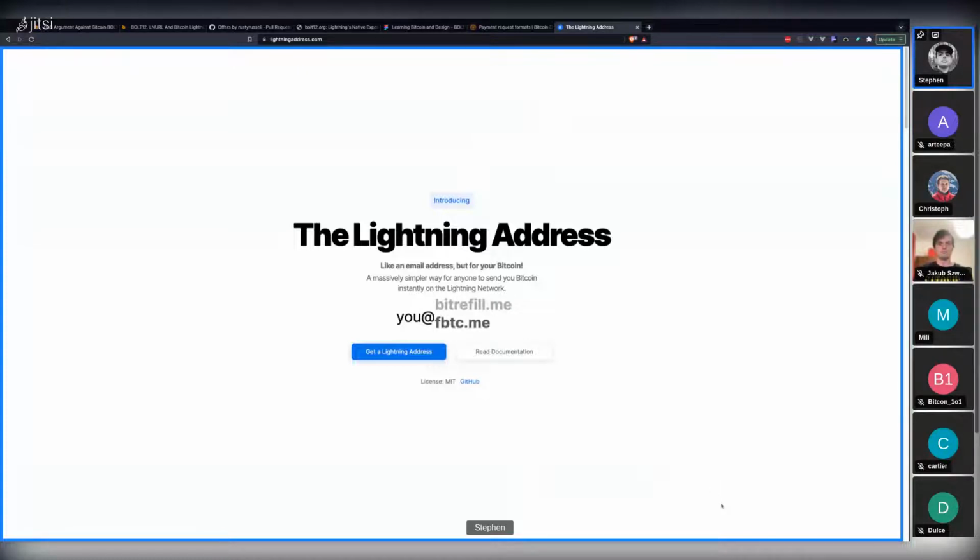I think it's kind of too early. All this is, is the same mechanism as Lightning Address, where you just have a file on a server somewhere, and that tells you basically what Lightning node to talk to and how to talk to it. That's essentially all this is.